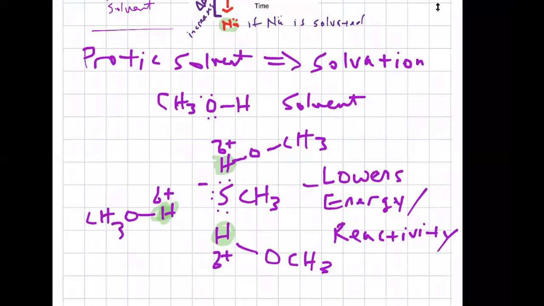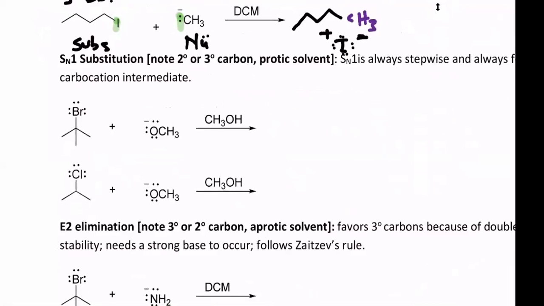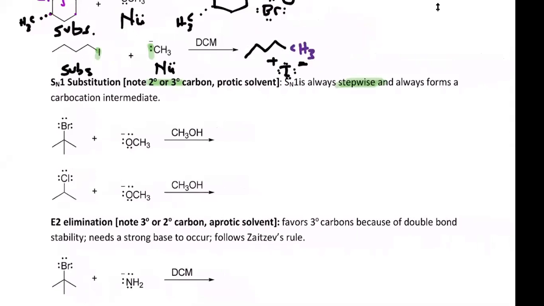And let's go right here. All right, so for SN1, you can do this on a secondary or tertiary carbon. It's a stepwise mechanism because it goes through a carbocation intermediate, and the rate law is first order. So it's a first order reaction because it's only dependent on the substrate and the quality of your leaving group. That's what's going to control the rate, how good the leaving group is.